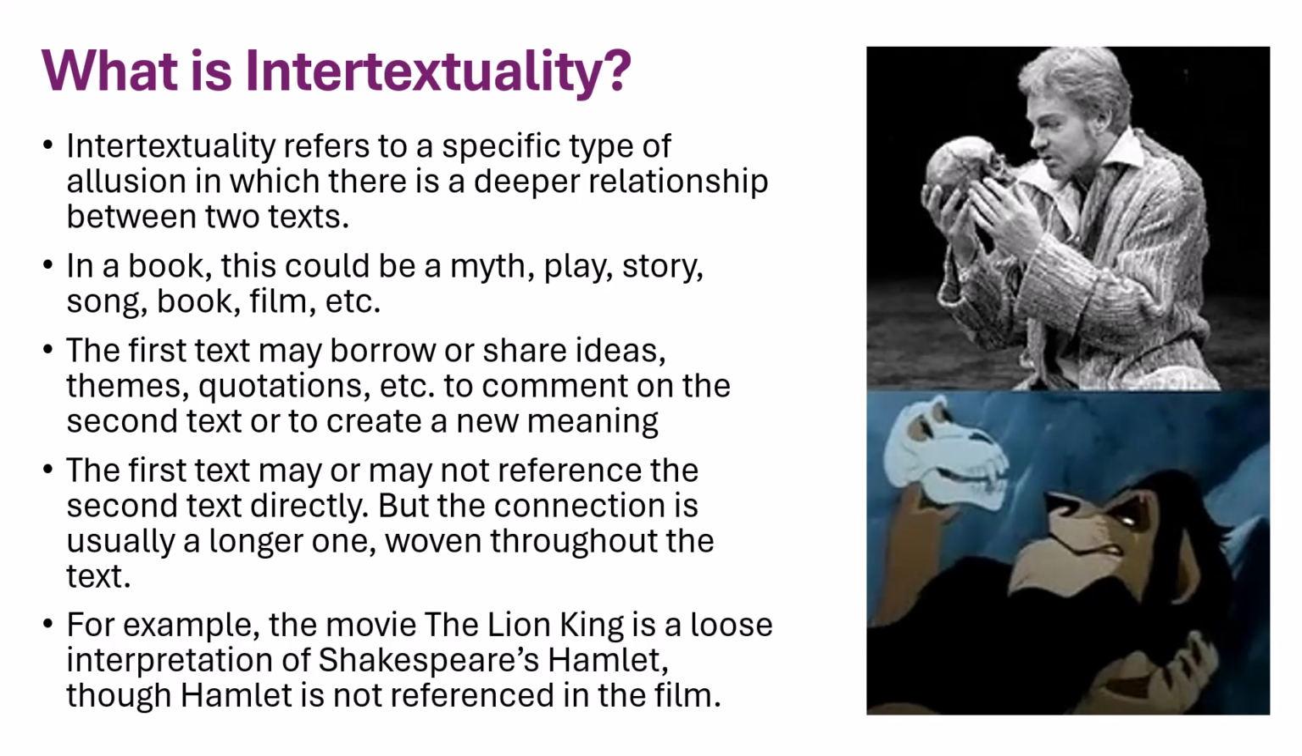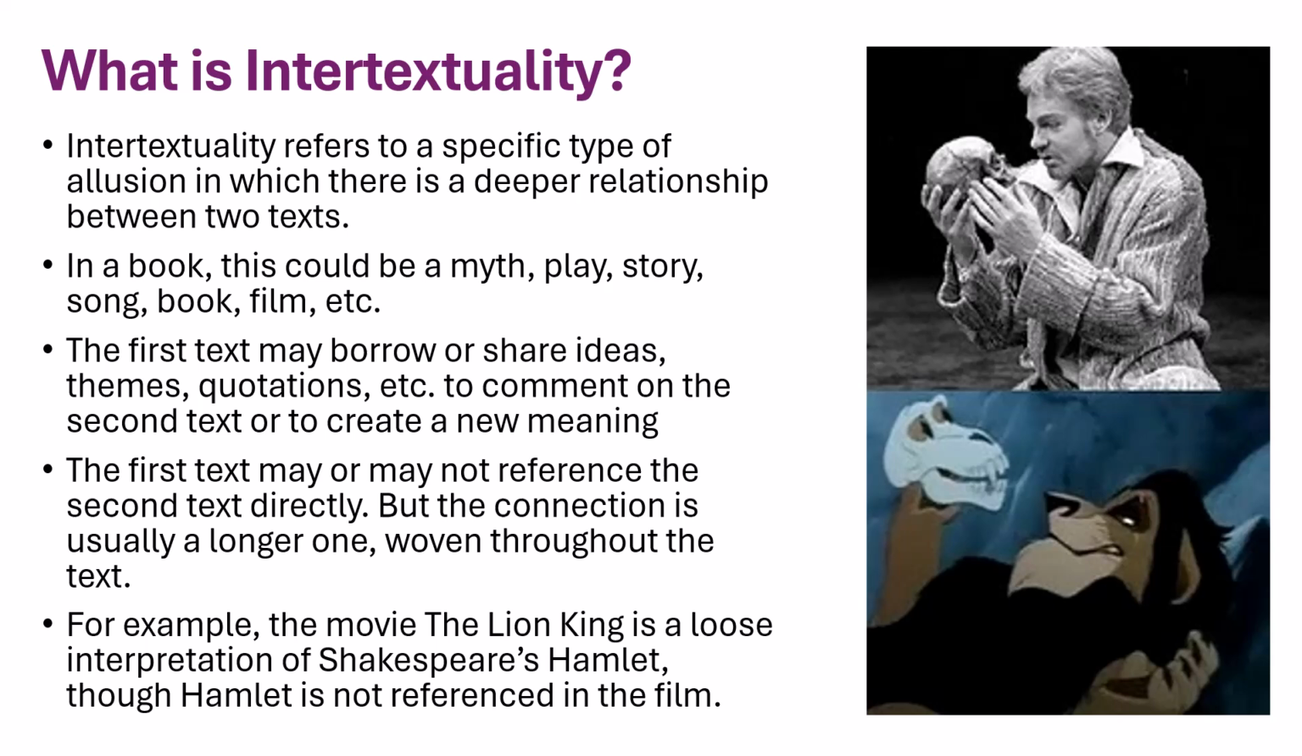So here is an example. The Lion King is a loose interpretation of Shakespeare's Hamlet. So Hamlet isn't referenced in the film. They don't say, hey, you're being just like Hamlet, right? But what we have instead is a young prince whose father has died, whose uncle is trying to take over the kingdom, and whose uncle is also trying to marry the prince's mother, and the prince goes on a journey to wrestle with those ideas, right? That is the general plot outline, and by sharing some of those plot points, it creates that intertextuality.